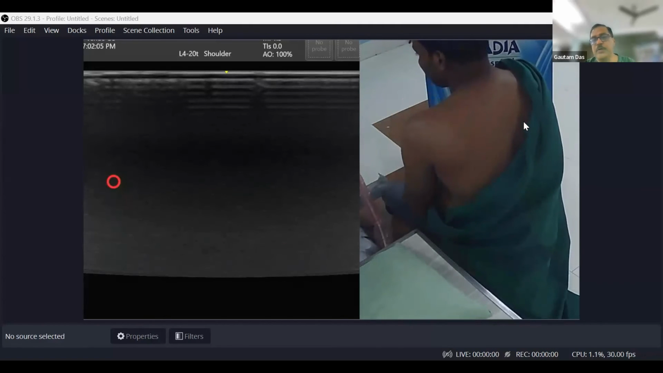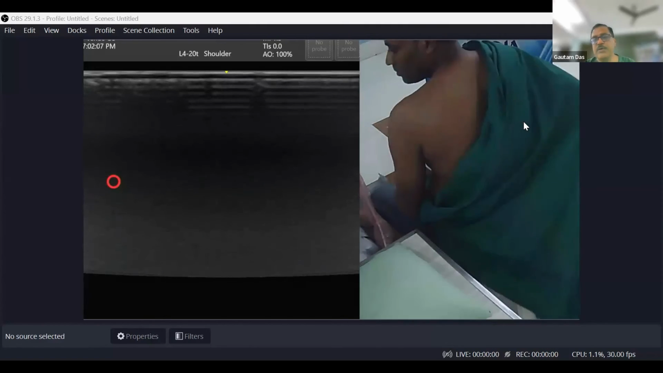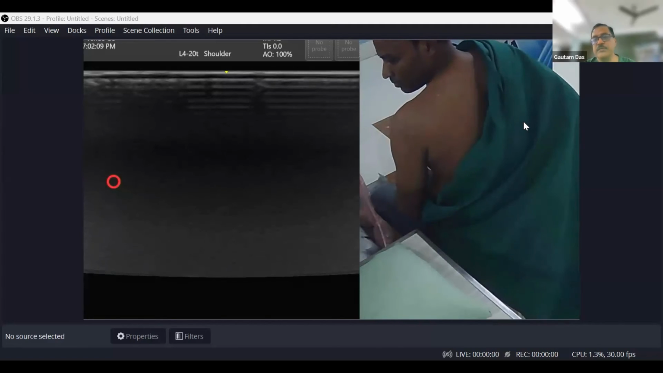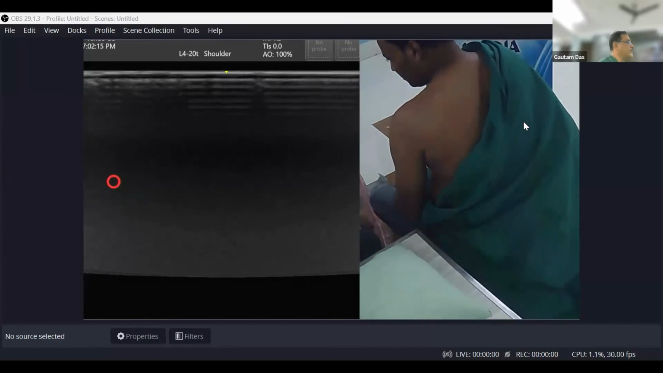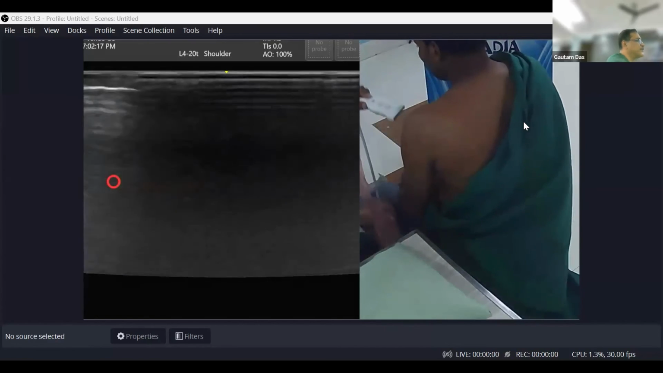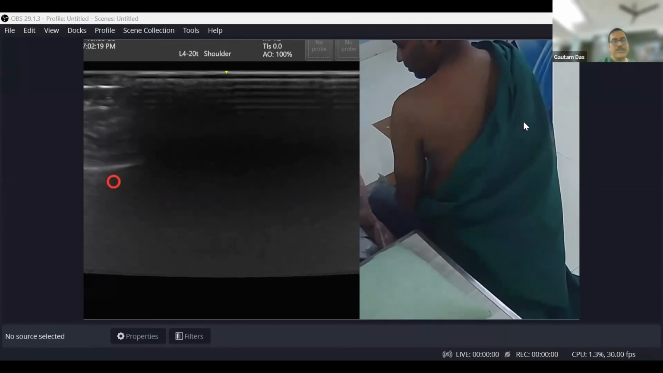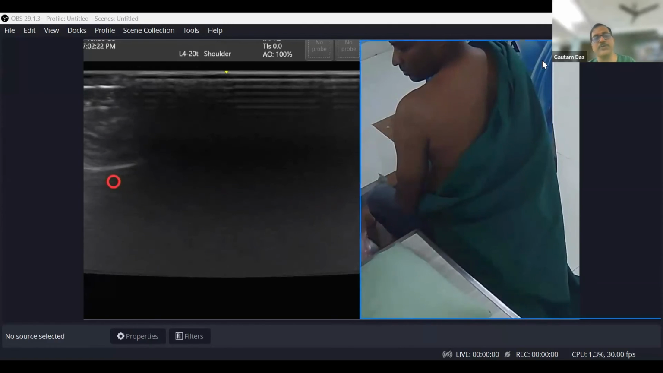Okay, does anybody have any questions? And the branch, sir, the ascending circumflex humeral artery also. Okay, I forgot to mention another thing. That time I'll also show the circumflex humeral artery.